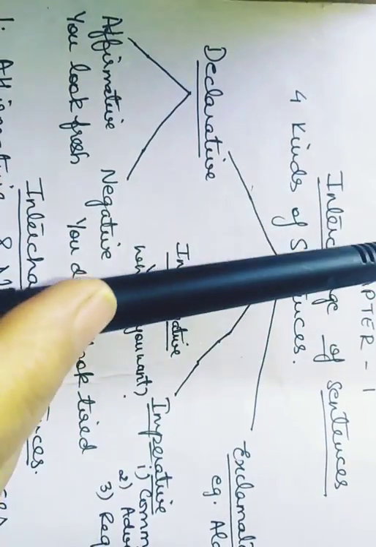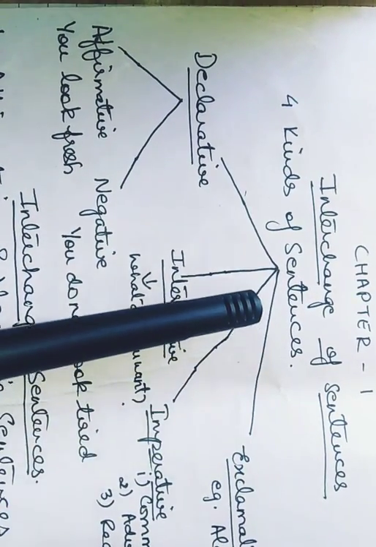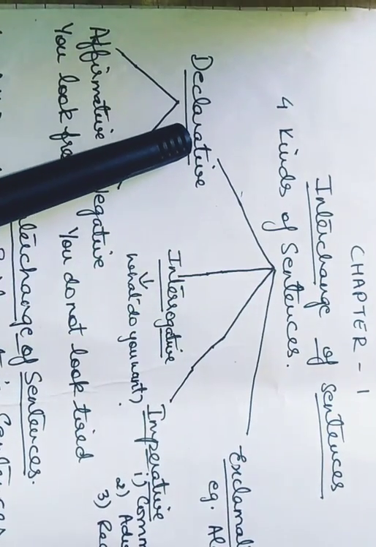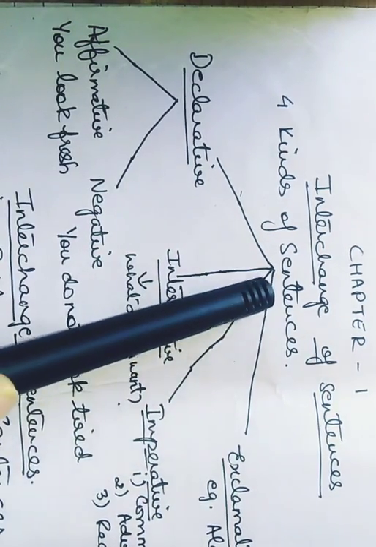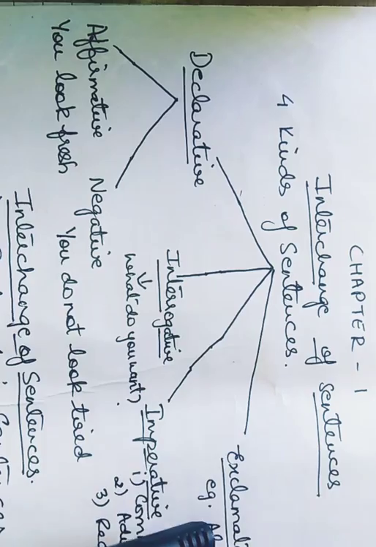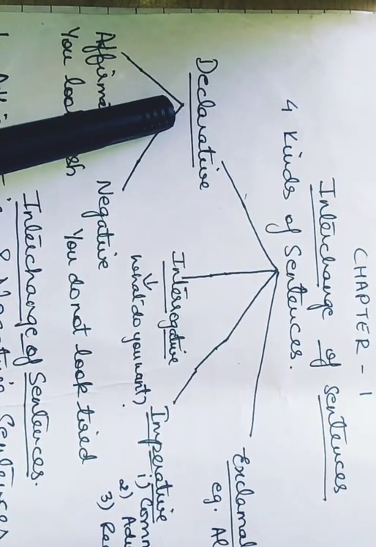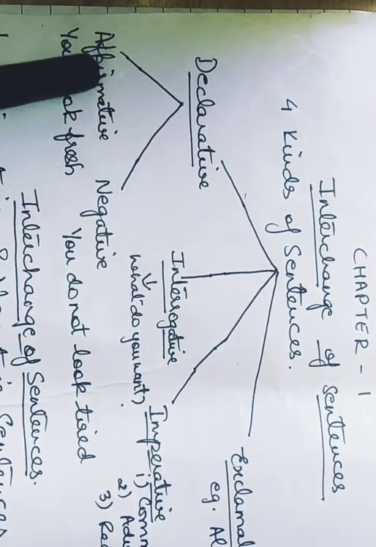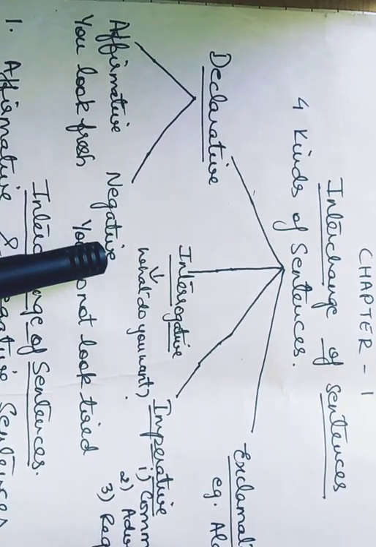There are 4 kinds of sentences. As you can see in the diagram, they are divided into the 4 types: declarative, interrogative, imperative and exclamatory. Now declarative sentences again can be divided into 2, affirmative and negative. Affirmative means a sentence which shows positivity, and obviously a negative would show negativity.